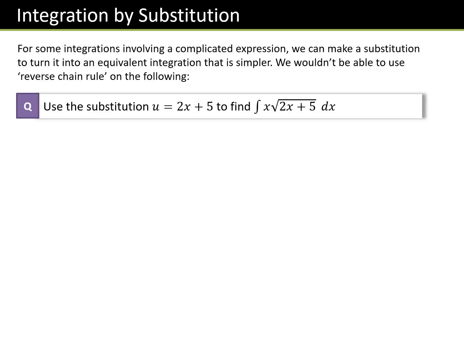So, actual questions. First example: use the substitution u equals 2x plus 5 to find the integral of x times the square root of 2x plus 5 with regards to x. As I've said, we want to swap three things: all of the x's, the dx, and the limits. For this example, though, there are no limits, so we just need to swap the x's and the dx.